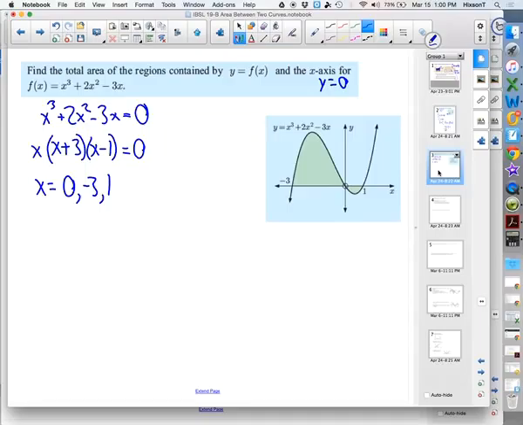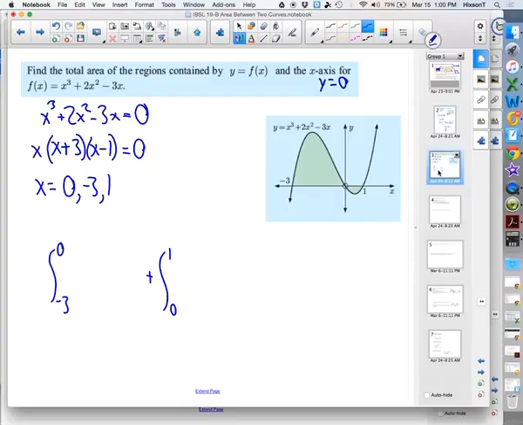Now, we need to be careful that we put them in order smallest to largest, because here's what I'm going to do. I'm going to take the integral from the furthest left point, -3, up to 0, and then I'm going to add the integral from 0 to 1. Okay?